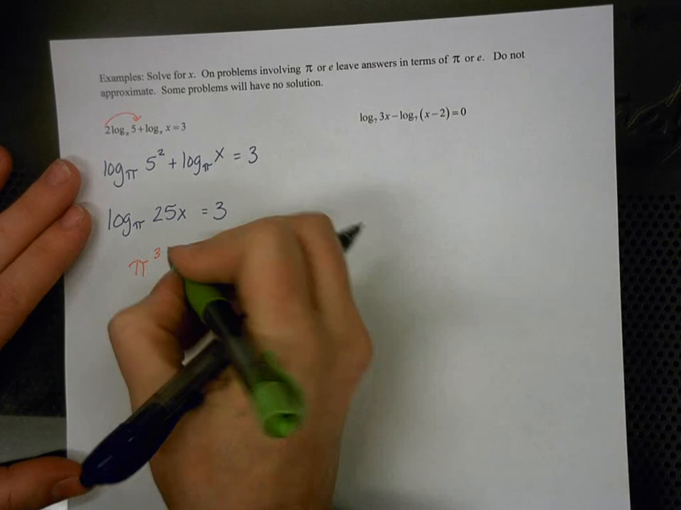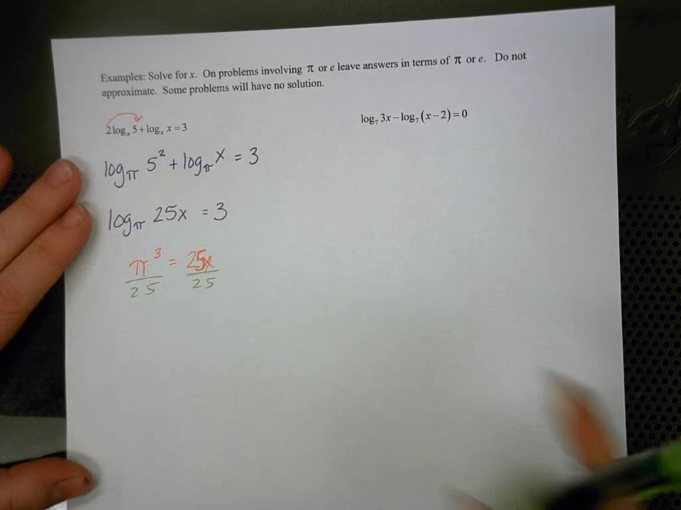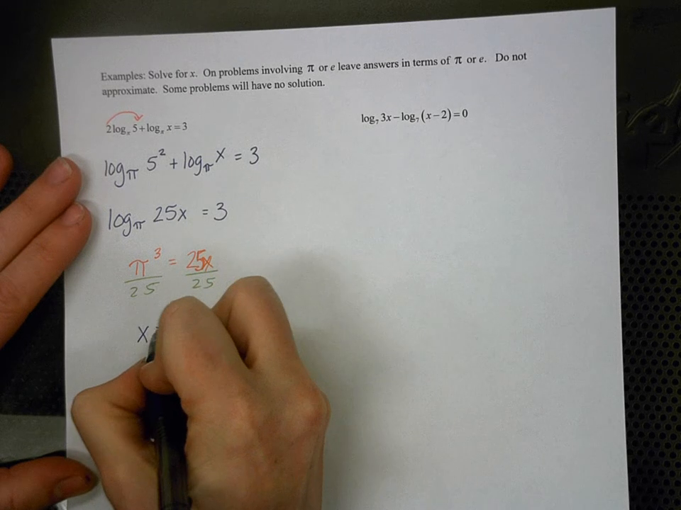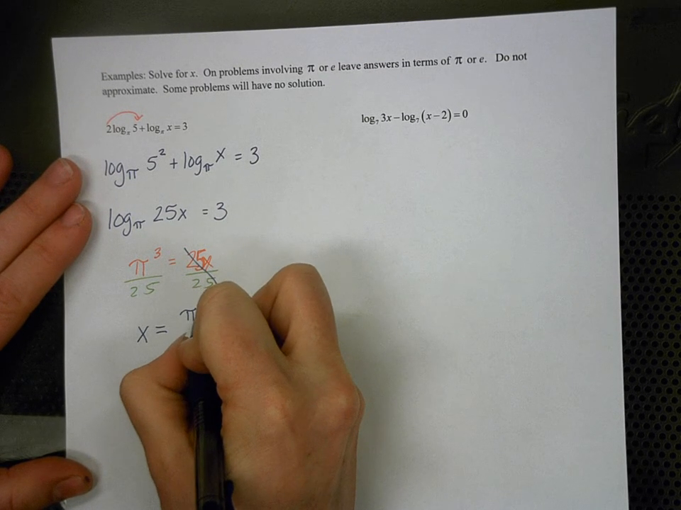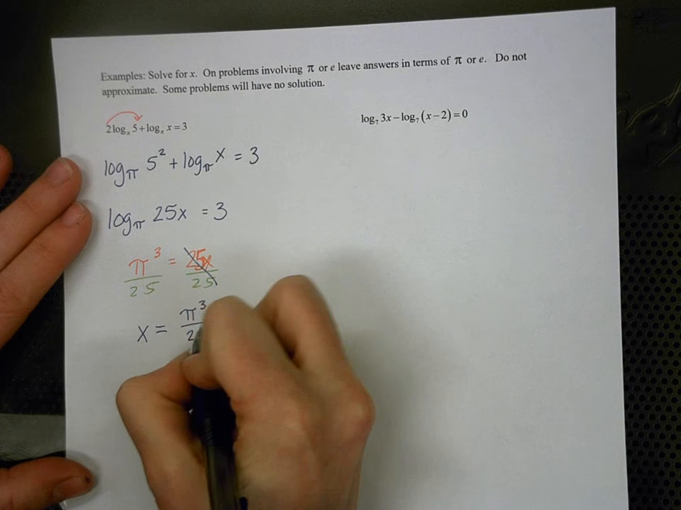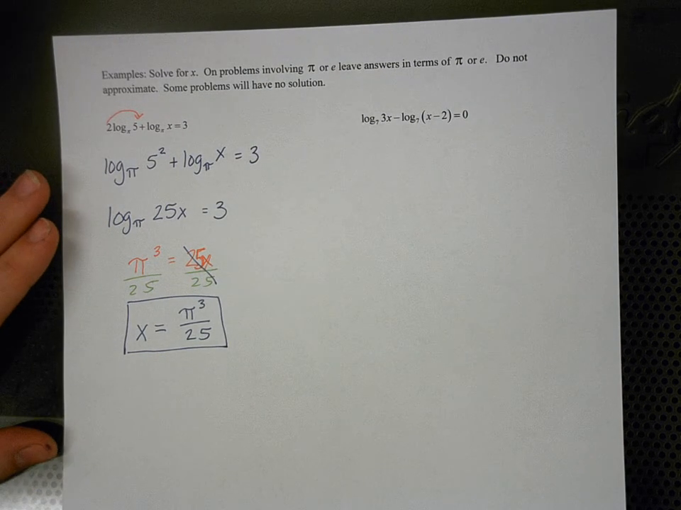Solve for x by dividing by 25 on each side. x equals pi to the 3rd over 25. Don't approximate. Don't plug it into your calculator. All right.